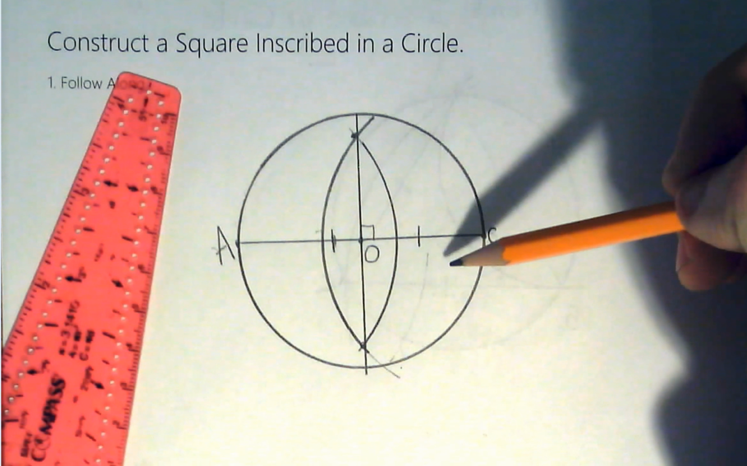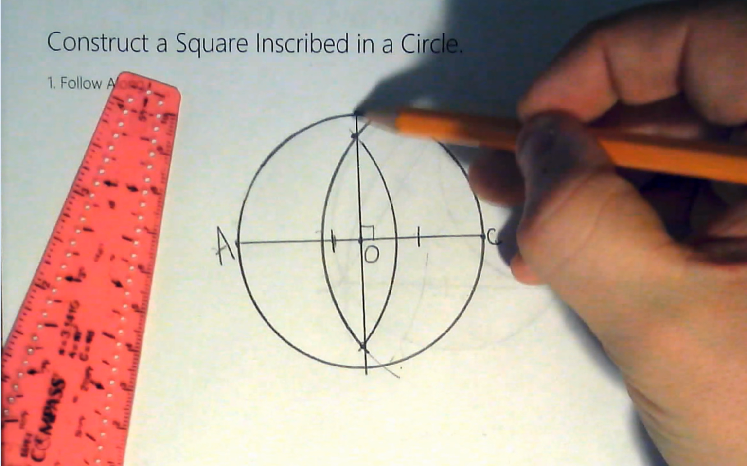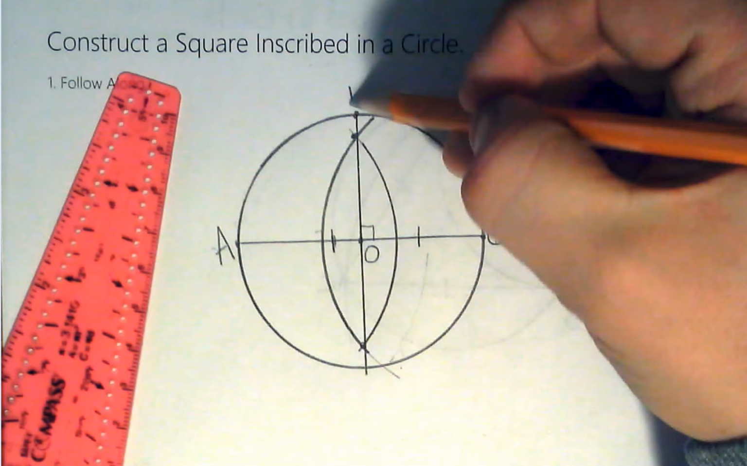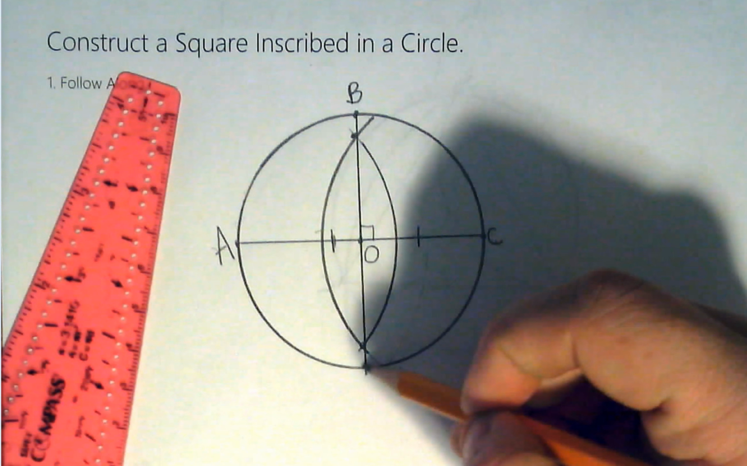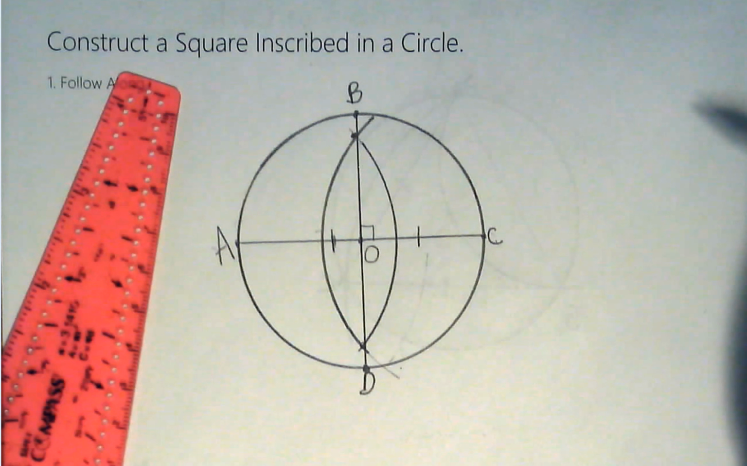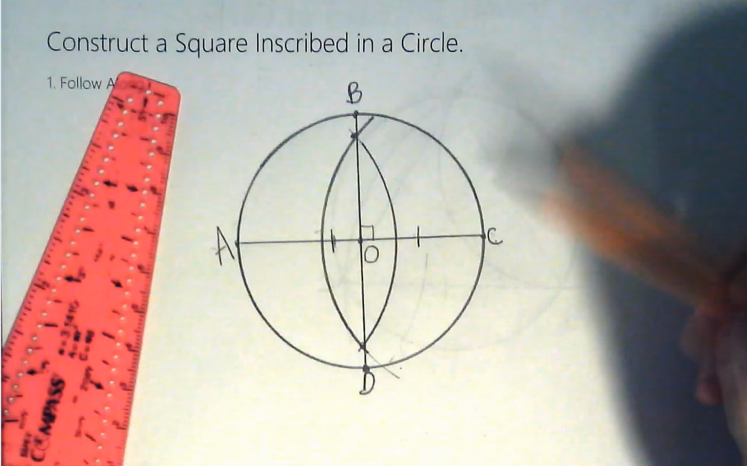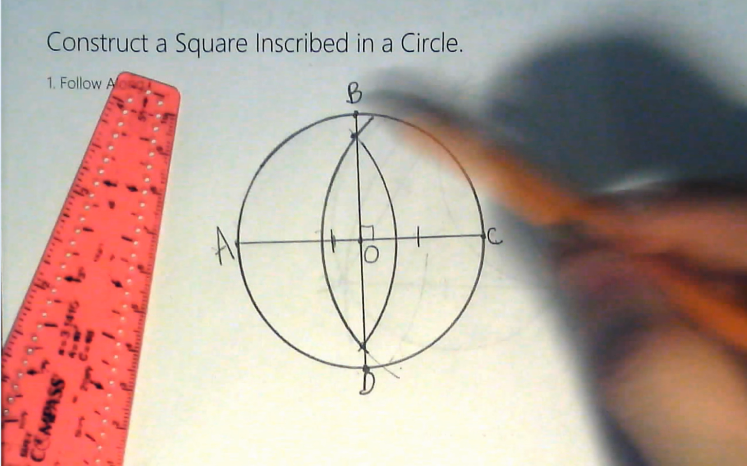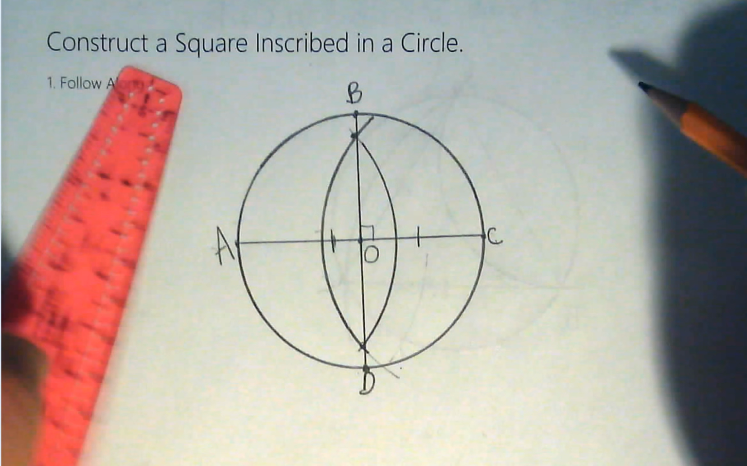So now what we're going to look at is, if you look, now we have two points on the circle, and I'm going to call that point B. And I'm going to call this point D. So now each of these points are going to be our four points for our circle. So all we need to do for the square is connect up those four points.